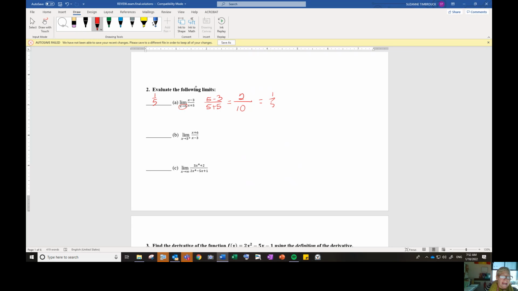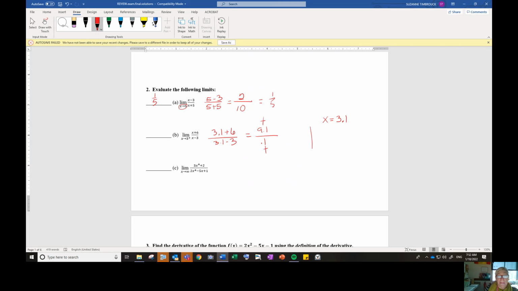For B, you're asked to evaluate the limit as we go to 3 from the right. So algebraically, you want to be thinking about some value to the right of 3, something easy like 3.1. So if I plug in 3.1 plus 6 over 3.1 minus 3, well, this gives me 9.1. Doesn't really matter. It's a positive number. 3.1 minus 3 gives me 0.1. Doesn't really matter. It's a positive number.